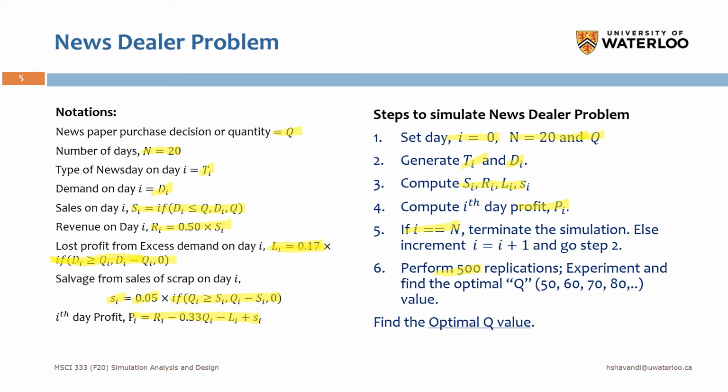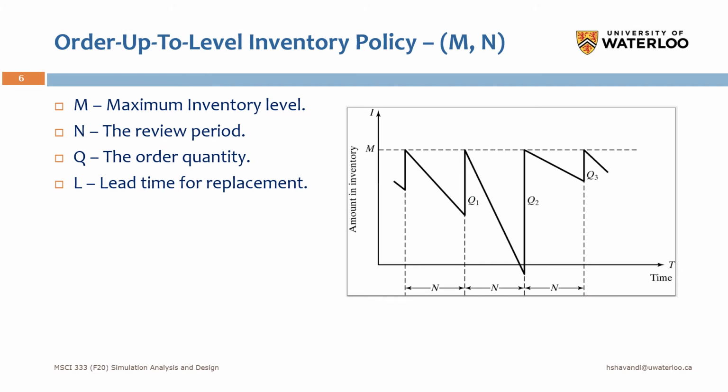But by replication, we are somehow decreasing the impact of uncertainty, right? So because of that, we can say that if Q is 50, for example, 60, 70, 80, 90, 100, then we can consider one of these values as the optimal solution for the problem. Okay. So you will see in the next part the implementation of the newsvendor problem in Excel, and you will see how it works in Excel and how we can obtain the optimal value for Q.